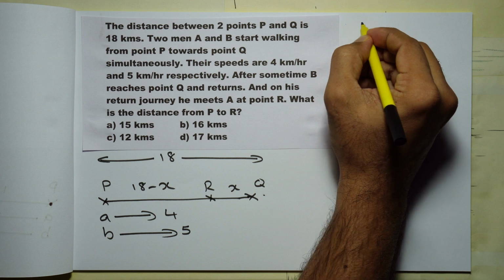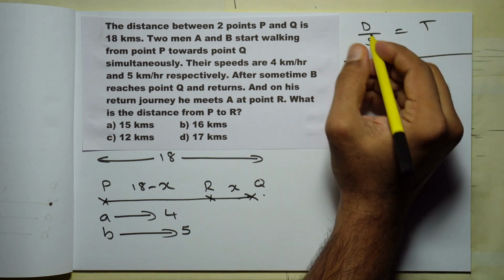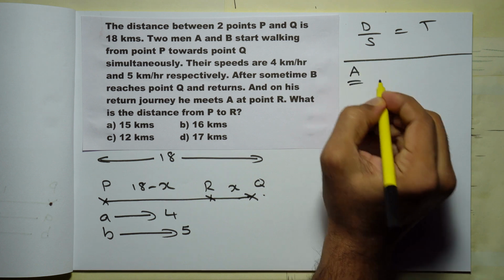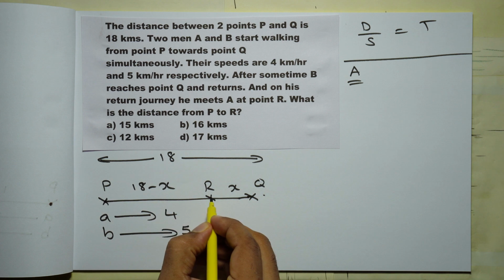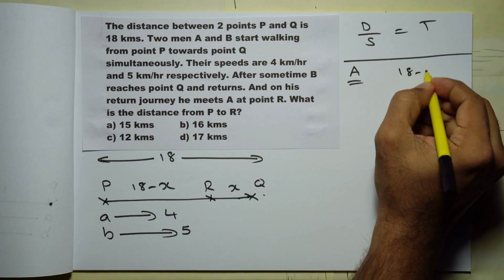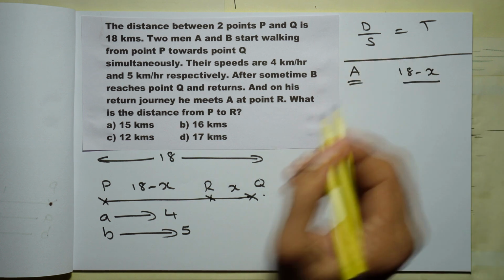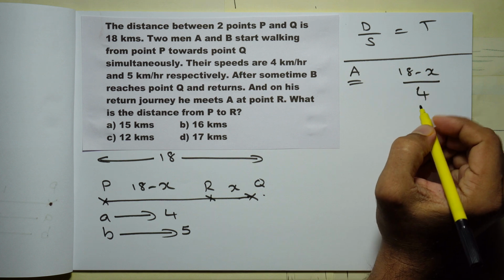Now you have the basic formula, distance by speed gives you time. Now first of all, we'll calculate for A. Now the distance traveled by A is this distance, 18 minus x. So the distance traveled by A is 18 minus x, divided by A speed, which is 4. So this is the duration over which A travels.